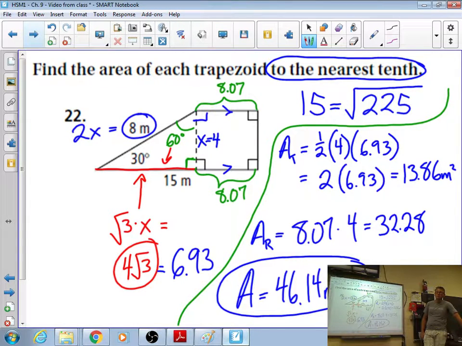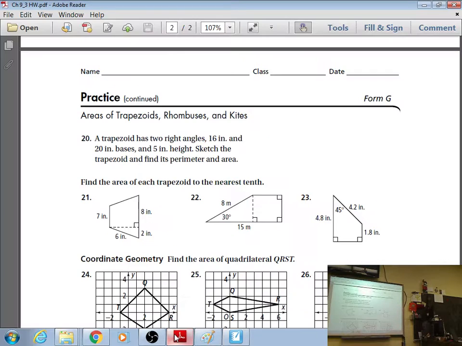The other method would be to directly apply that trapezoid formula: half the sum of the bases times the height. Other questions from 9-3? It's a tough homework. I will not tell you that it's easy. It is a tough homework.